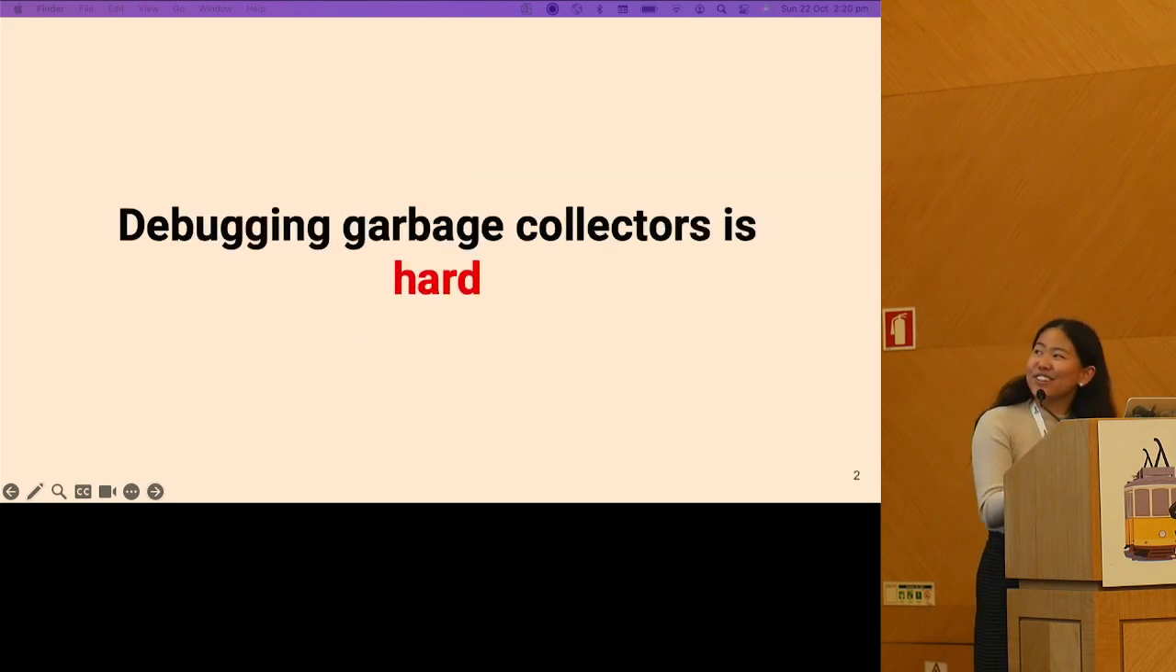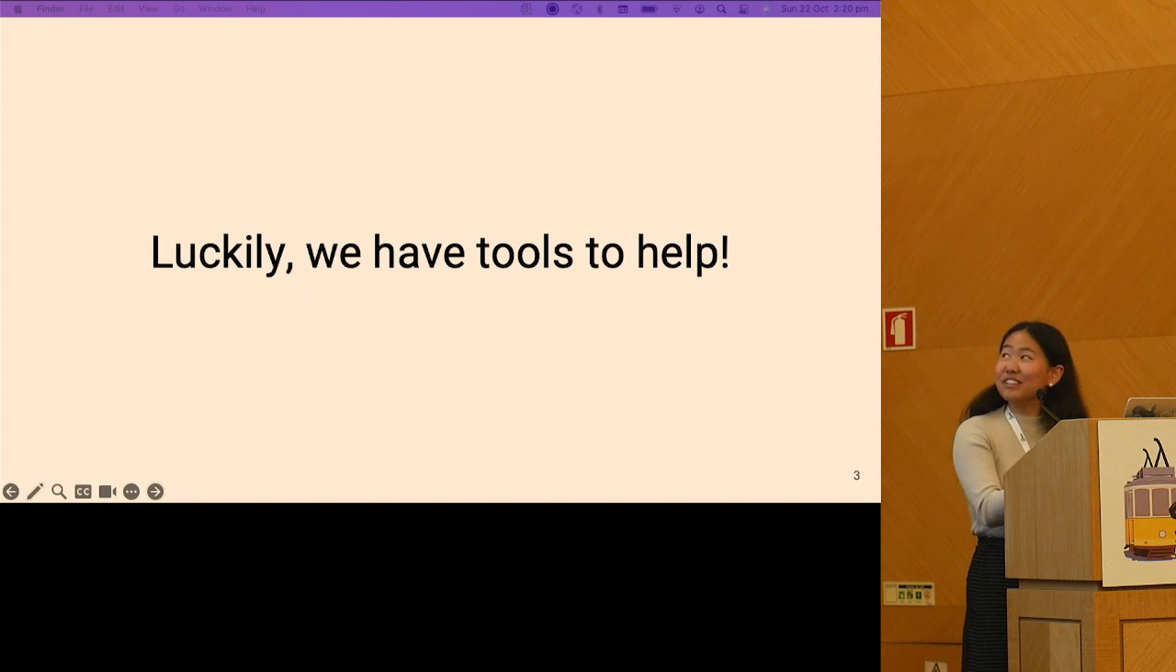So let's start things off with a fun fact, or maybe not so fun. Debugging garbage collectors is really hard. Luckily for us, we have a bunch of tools to help, and we can group these approaches into a few main debugging approaches.